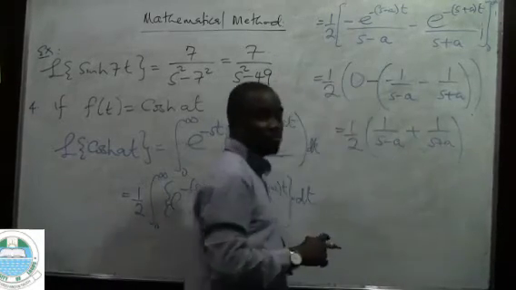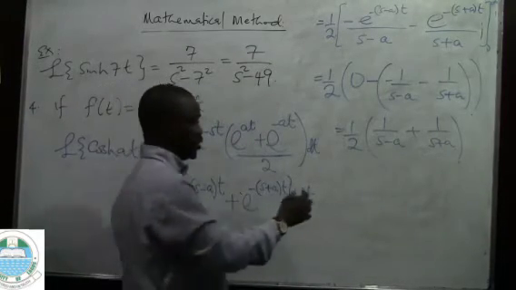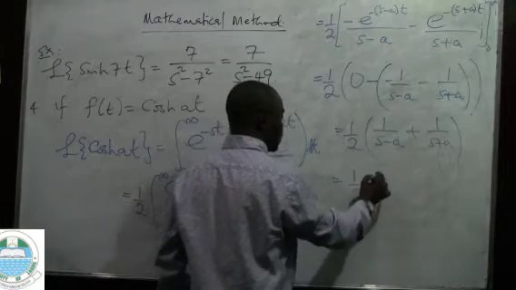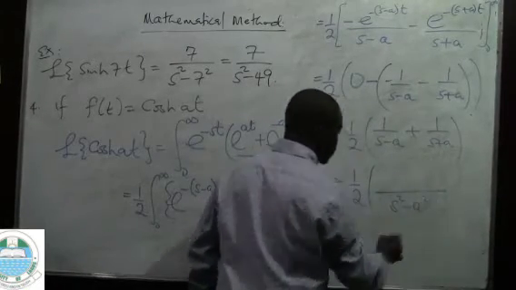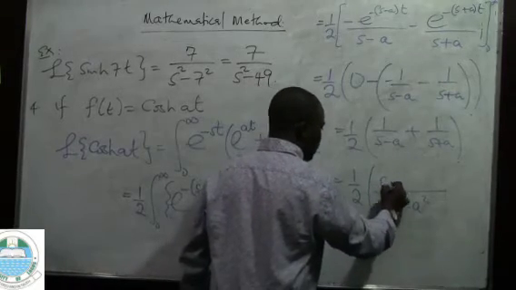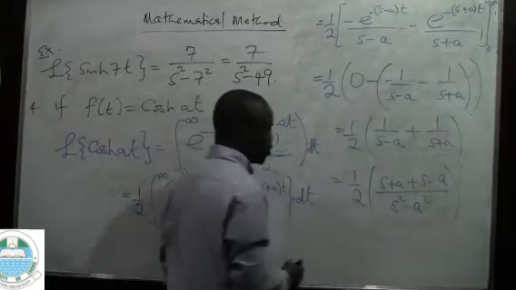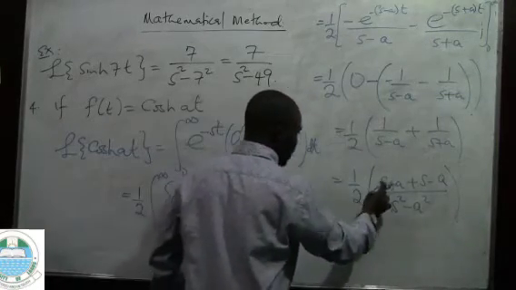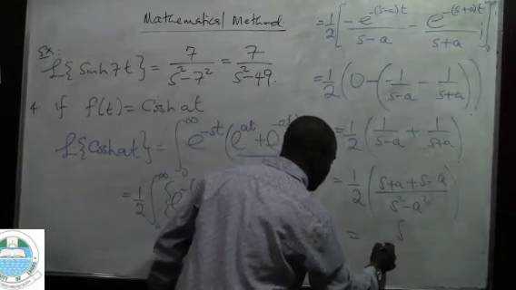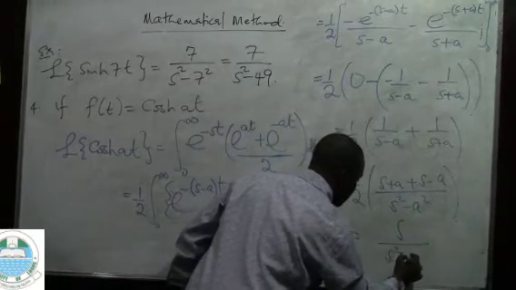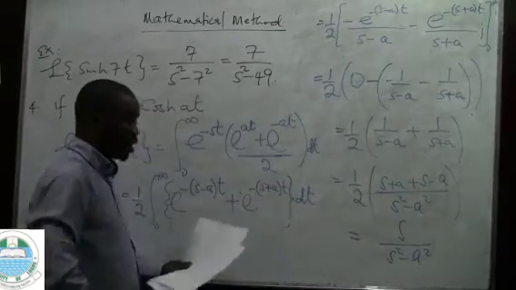We take a similar step to what we did under sinh at, and that gives the LCM to be s squared minus a squared, and the first term here is s plus a plus s minus a. The a cancels out, then we are left with s plus s, which is 2s, and the 2 cancels out. The final result is s divided by s squared minus a squared, where s is the parameter of our kernel.